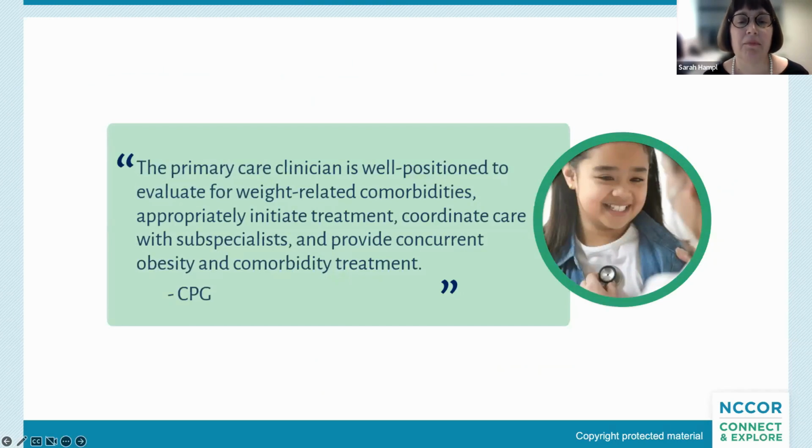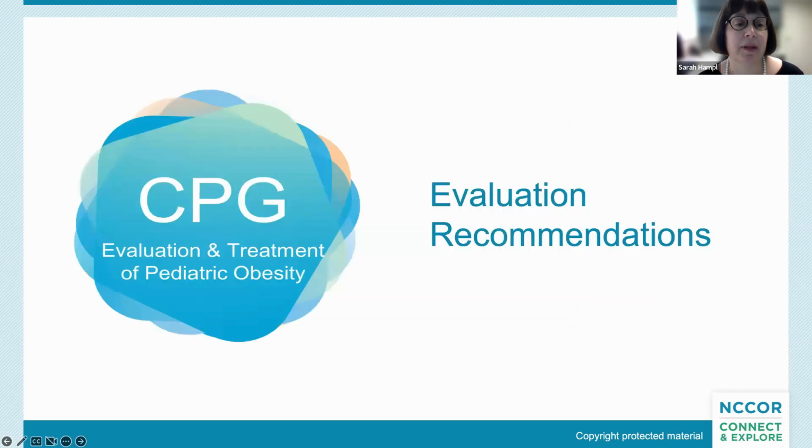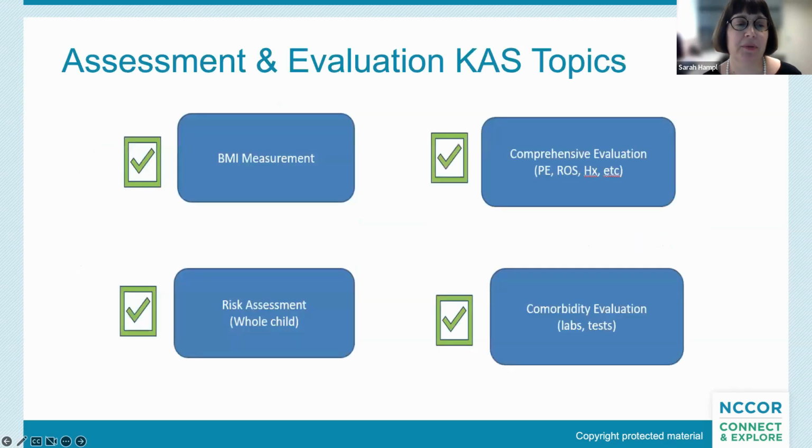So we do believe that the primary care clinician is well positioned to evaluate for weight-related comorbidities, appropriately start treatment, coordinate care, and provide concurrent obesity and comorbidity treatment. Next slide, please. So here are some evaluation recommendations. Next slide, please. The main domains of the evaluation recommendations fall into the categories of BMI measurement, comprehensive evaluation, risk assessment, again, that whole child approach, and comorbidity evaluation.